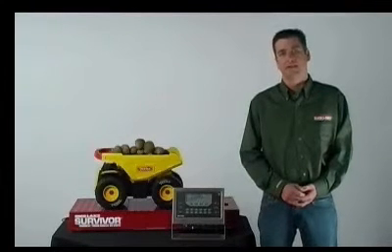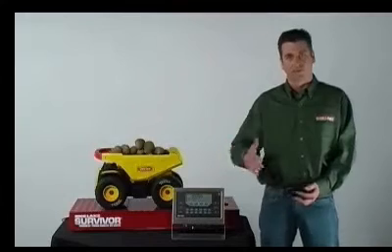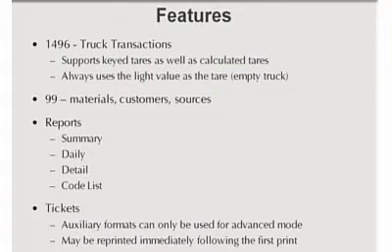It supports keyed tares as well as calculated tares with the full and empty truck. It always will use the light value as the empty truck weight. It has the capability of storing 99 materials, customers, and sources. We have 4 different reports: summary, daily, detail, and the code list, and we will discuss more of these through the presentations. The tickets are printed using the auxiliary print formats that are built into the 720. They can be reprinted immediately following your first print.